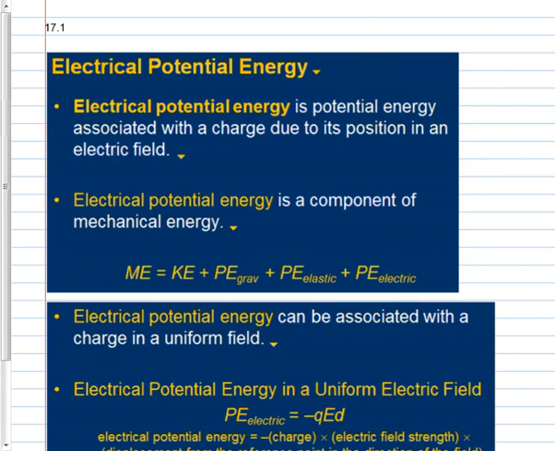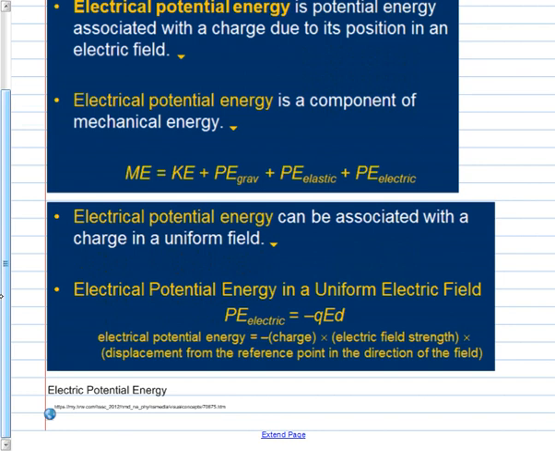Potential energy associated with a charge due to its position in an electric field. Think of gravitational potential energy for a moment. Remember, gravitational potential energy was associated with a mass and its position in a gravitational field. When I was farther away from my mass, I had higher gravitational potential energy going on. Well, electric potential energy is very similar. We just have a charge in an electric field. So electric potential energy is a component of mechanical energy.